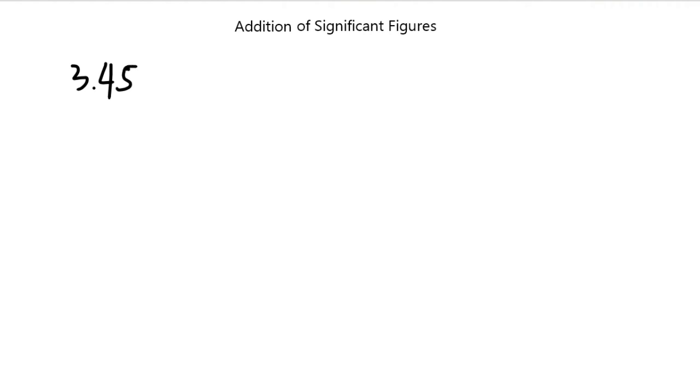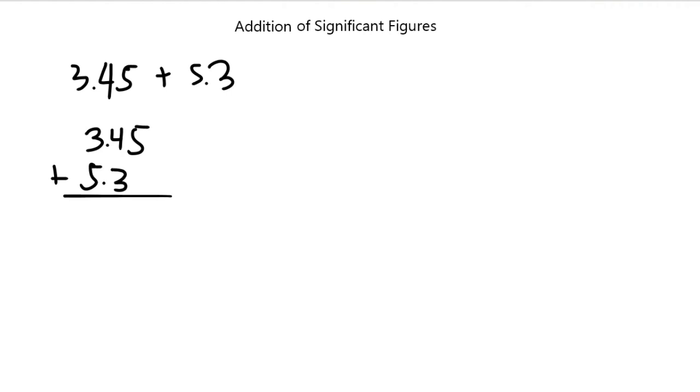So what if we have 3.45 plus 5.3? We get 3.45 plus 5.3. Mag-draw tayo ng line of symmetry dyan later. So here, 4 plus 3 is 7, and 5 plus 3 is 8. So, ang gagawin natin is round off, right? So, we will get 8.8 as our answer.